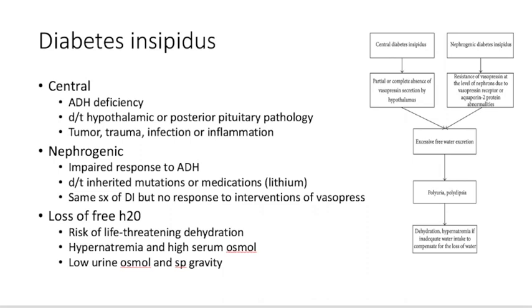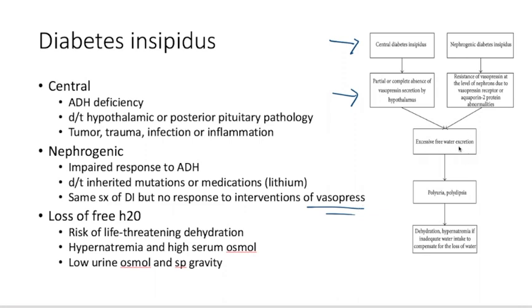This is a nice little schematic which delineates where the pathophysiologic disturbance is, where the cause is, whether it's central versus nephrogenic. Nephrogenic means that we have no problems with production of ADH, but the kidneys do not respond to the ADH in those tubules. They're not responsive to vasopressin, whether it's exogenous or endogenous vasopressin or ADH. And then we have to look at, is it medications, of which lithium is the big one, or is it an inherited mutation? There would be no response to interventions, and then we have to treat differently.